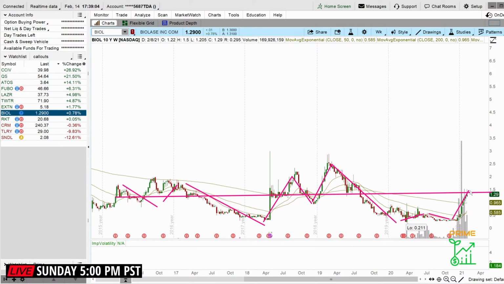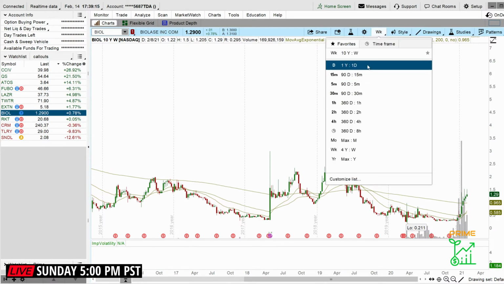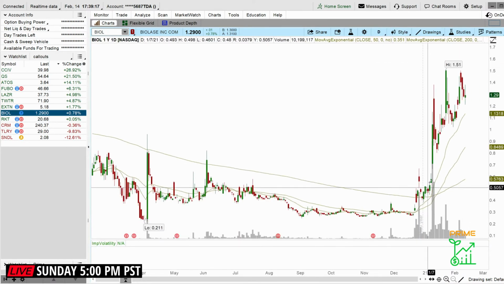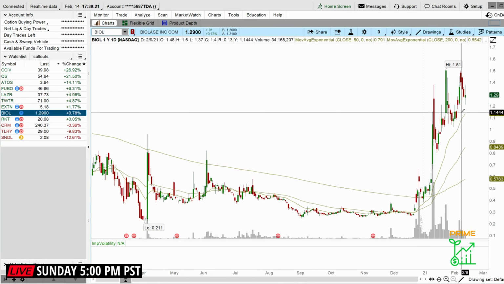If we can clear that resistance of around $1.50, I would personally be looking for a long trade, especially after consolidating for the last couple weeks. We are getting a little bit extended though, as far as that's the weekly time frame. Let's go to the daily. That's a pretty hefty move on the daily chart. Again, bullish above all the moving averages.